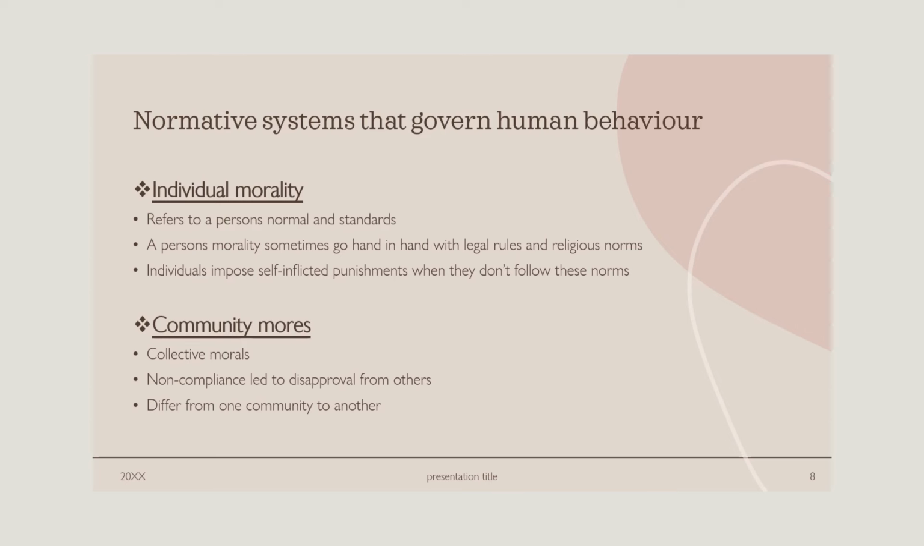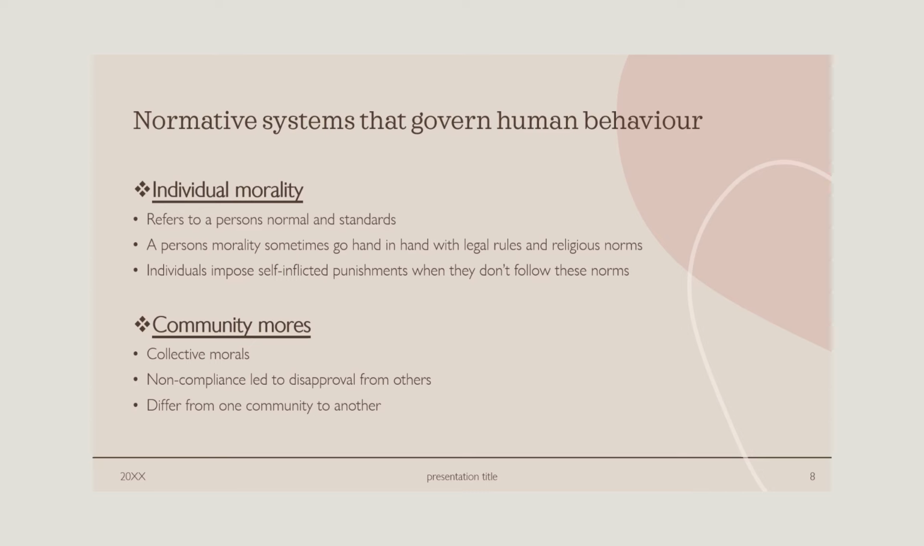Then we move over to the normative systems that govern human behavior, the last two: individual morality and community mores. Individual morality speaks for itself. It's what we impose upon ourselves. It refers to a person's norms or standards, things that we set out for ourselves. It's not governed by the state. It's not frowned upon by a community. A person's morality sometimes goes hand in hand with legal rules and religious norms. Individuals impose self-inflicted punishments when they themselves don't follow these norms, because individual morality is set out by ourselves for ourselves. So we would impose the punishments ourselves.